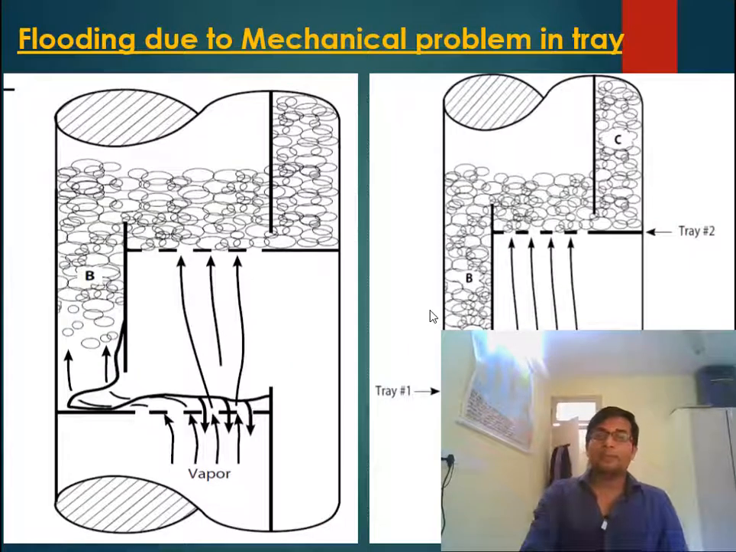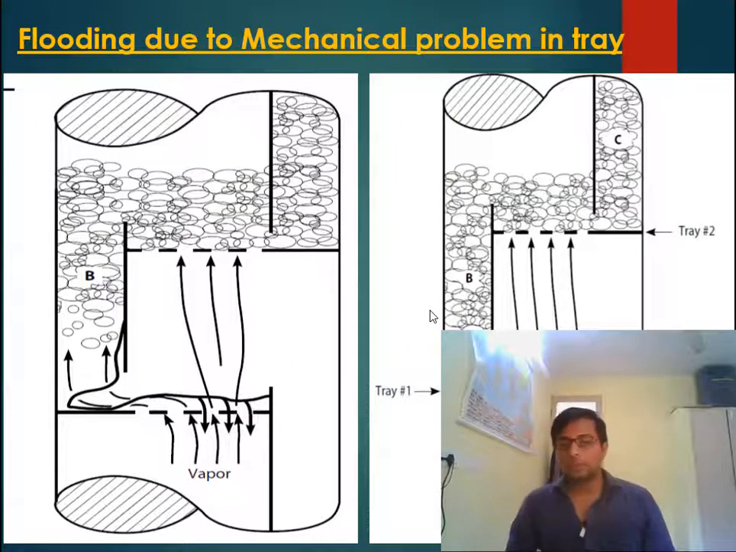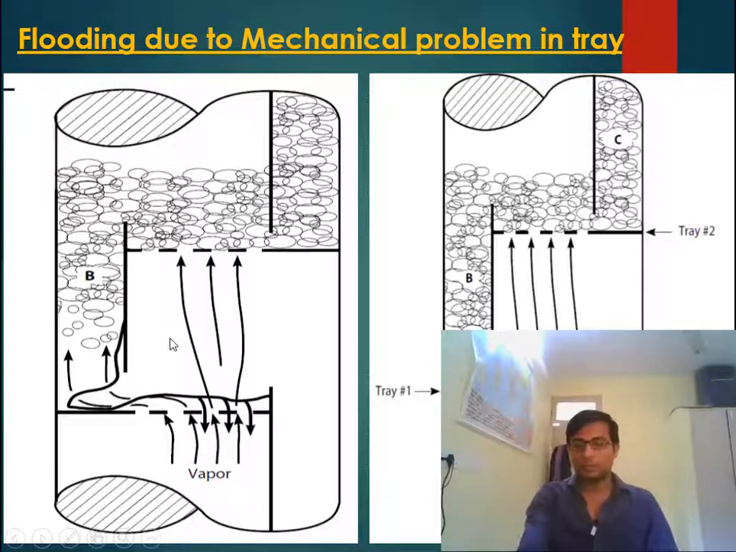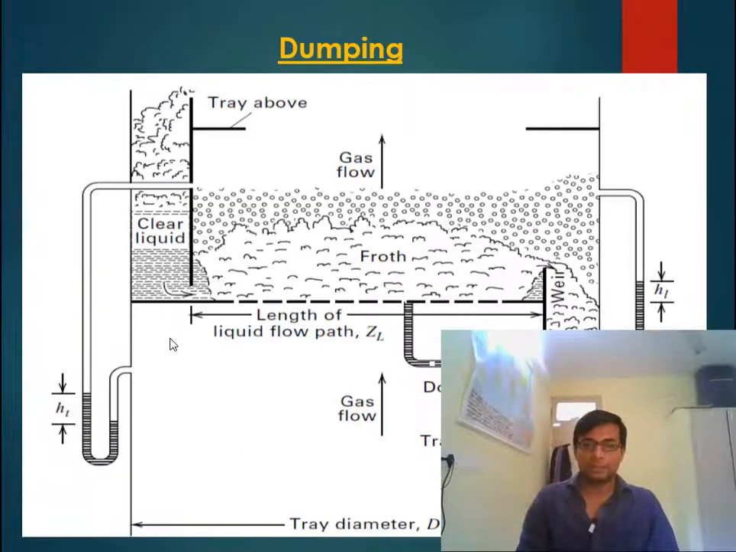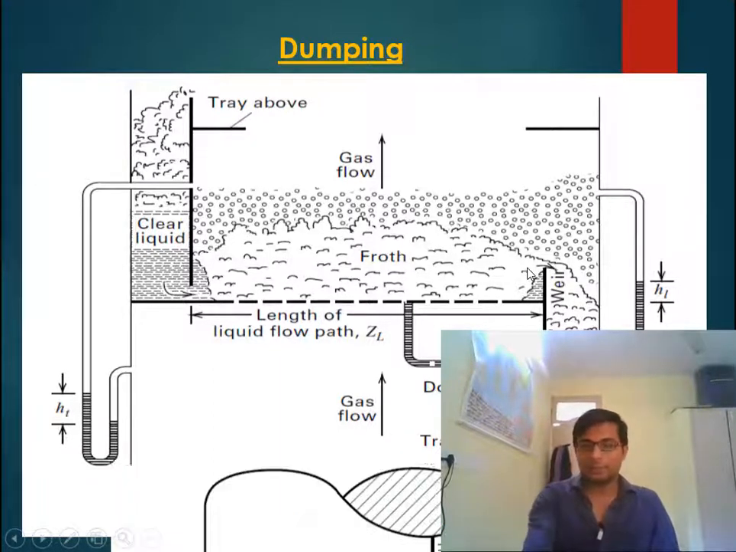Similarly, a mechanical problem may lead to flooding also. For example, ideally the top edge of the weir height should always be above the bottom edge of the downcomer. Okay, for example, you may see here, the top edge of the weir is above the bottom edge of the downcomer. This should be the ideal condition.